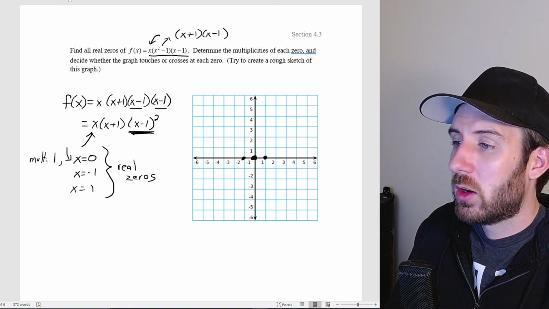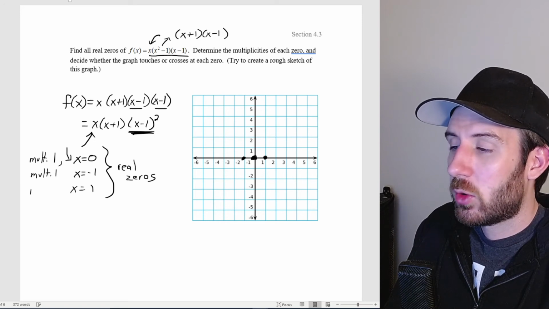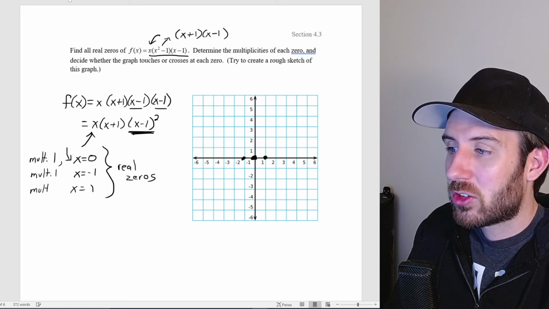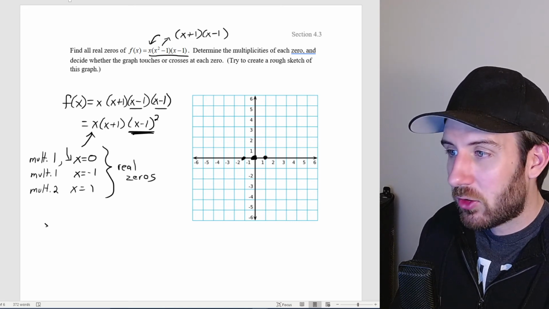So multiplicity 1. The next one was also a multiplicity 1. So that's going to be a time when I cross. This one over here is a multiplicity 2. That's where we're just going to touch. And so let's go ahead and get some ideas here. Let's do some test points.